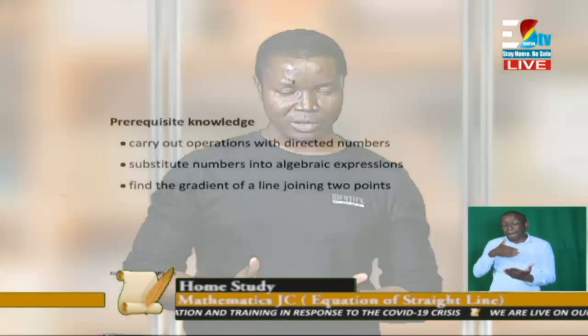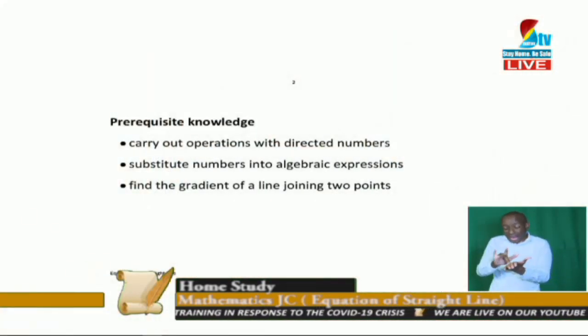Dear learner, this is what you should be able to do before we even start this lesson. You should be able to carry out operations with directed numbers. You should be able to substitute numbers into algebraic expressions, and you should be able to find the gradient of a straight line.